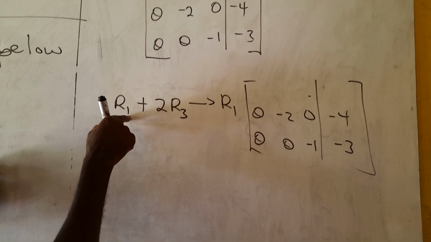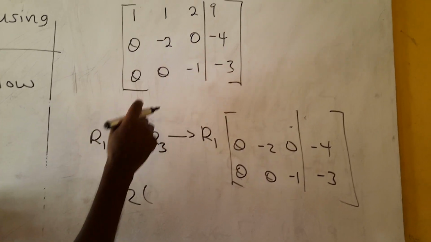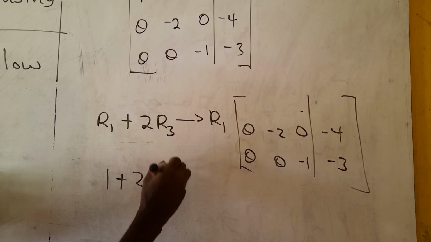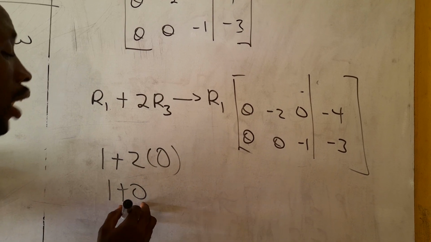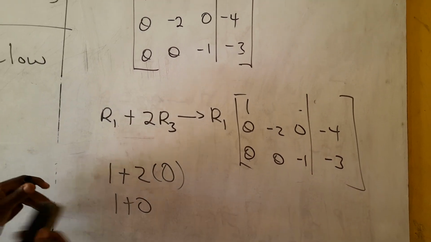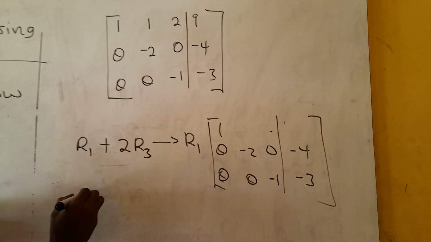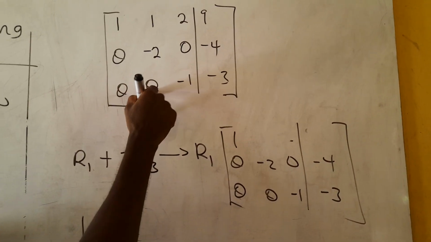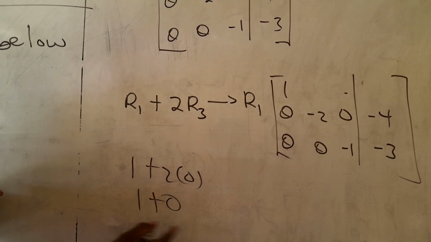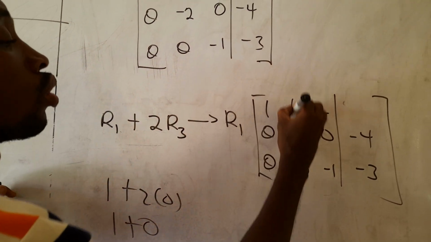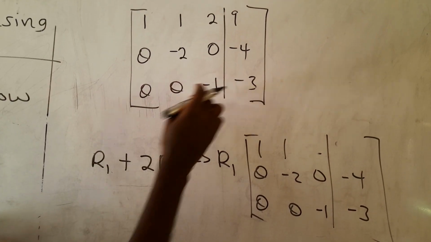So we go. What's our R1 here? It is 1, plus 2 times what's our R3? It is 0. 2 times 0 is 0. So we have 1 plus 0 is 1. So 1 there. So now this and that. Our R1 there is 1, plus 2 times, what's our R3? It is 0. 1 plus 0 is 1. So 1 there.